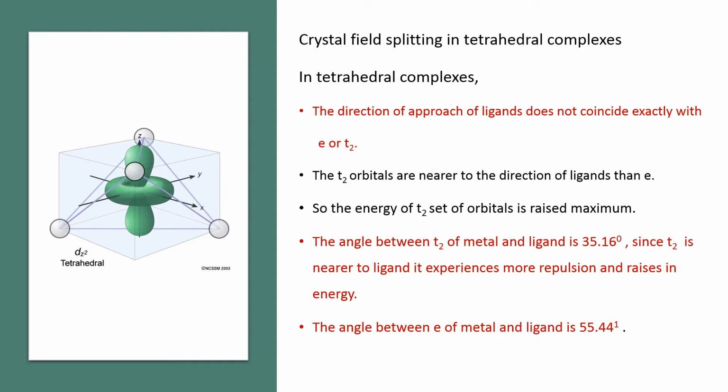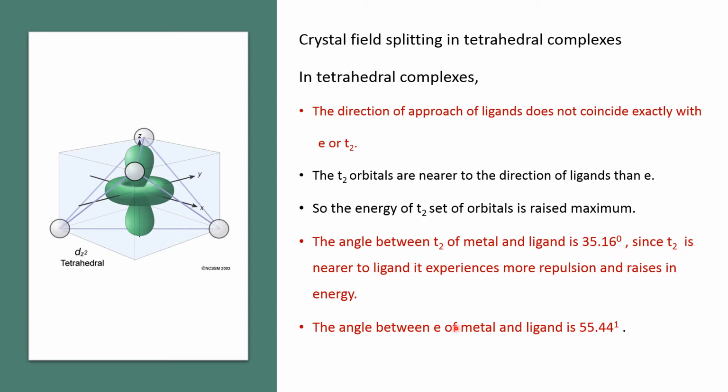So let us come to our point. Which orbitals are nearer to the ligands? The direction of approach of the ligands does not coincide exactly with E or T2. The T2 orbitals are nearer to the direction of the ligands than E. How? Because the angle between the T2 orbital of the metal and the ligand is 35.16.